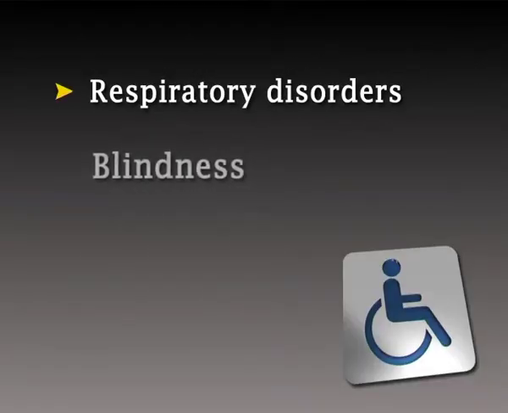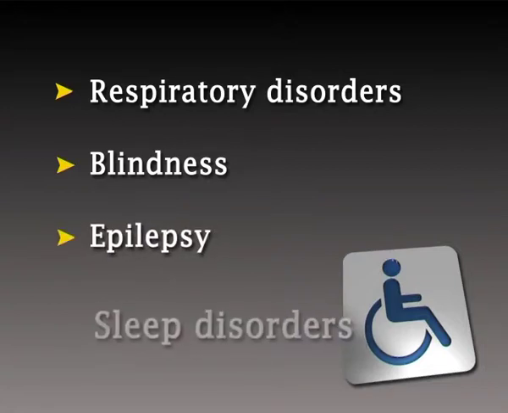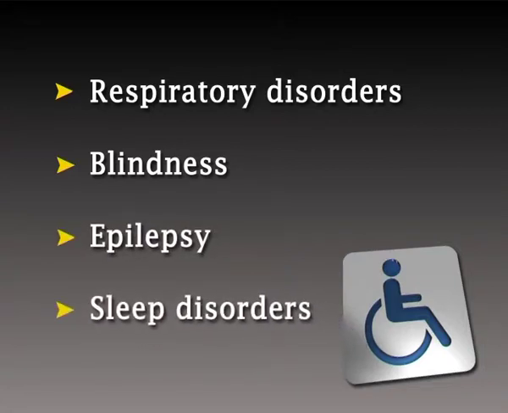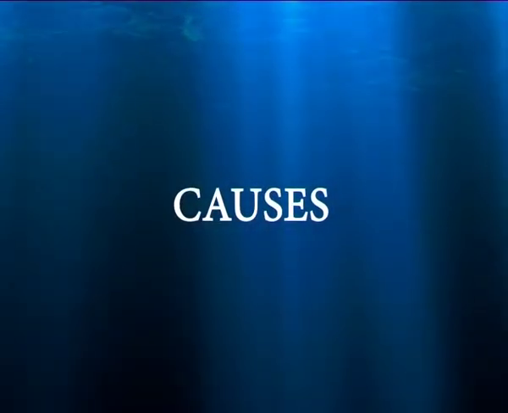Not every impairment which limits the physical function of the body is necessarily a physical disability. Physical disabilities include impairments which limit activities of daily life such as respiratory disorders, blindness, epilepsy, and sleep disorders. It is a limitation on a person's physical functioning, mobility, dexterity, or stamina. It permanently prevents normal body movement. Let us now discuss the causes of physical disability.